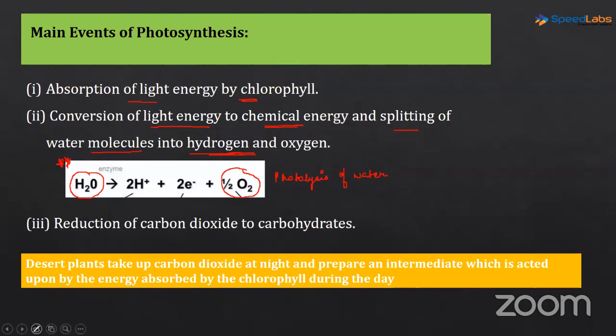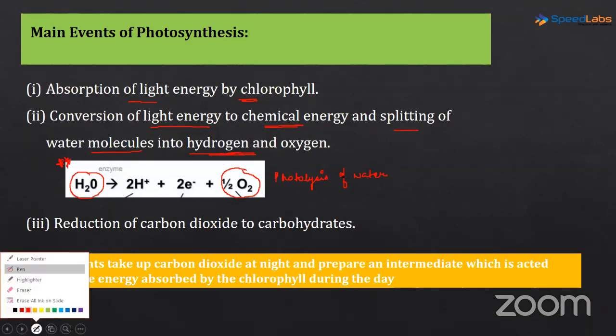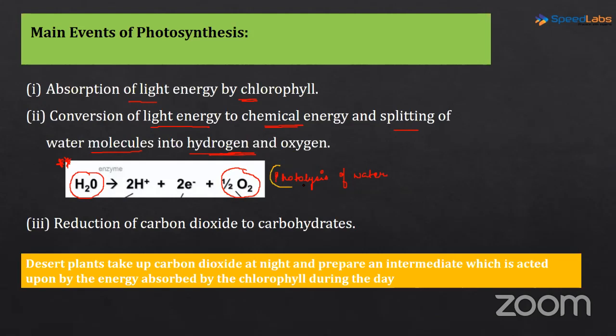So oxygen hume kahan se mil raha hai? The oxygen is coming from photolysis of water. In the presence of light, there is lysis, there is breakdown of water happening. So it is called photolysis of water. Maybe question ban sakta hai, a very beautiful MCQ can be formed, that the oxygen which is liberated during photosynthesis is coming from, so various options can be given, reduction of carbon dioxide, photolysis of water. So you have to mark the correct option.